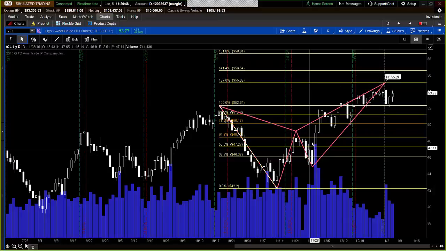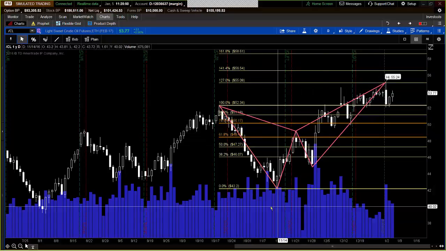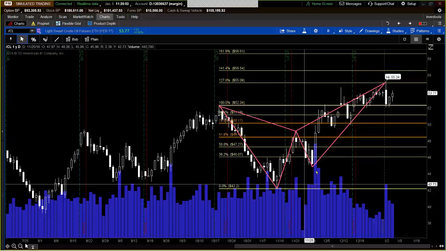And so now just to see how these things reversed, here I said that it reversed down to approximately the 618 and then bounced off of that. So we'll go here and we'll put some fibs there.